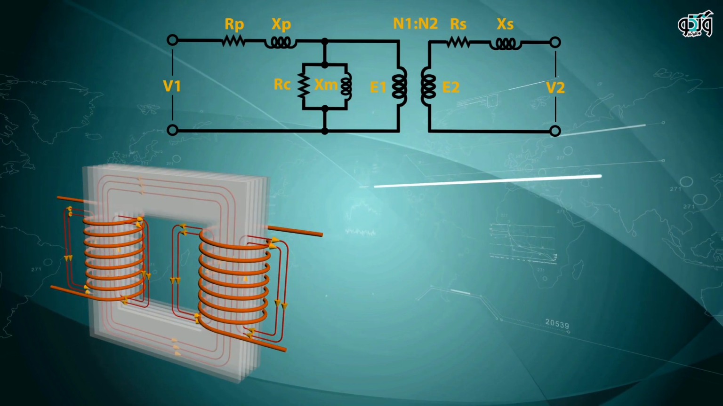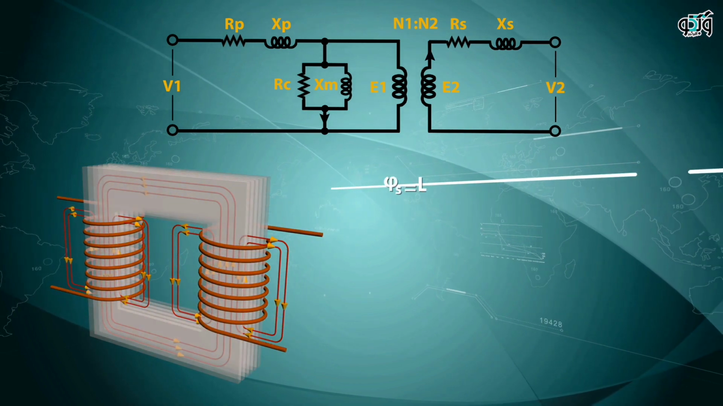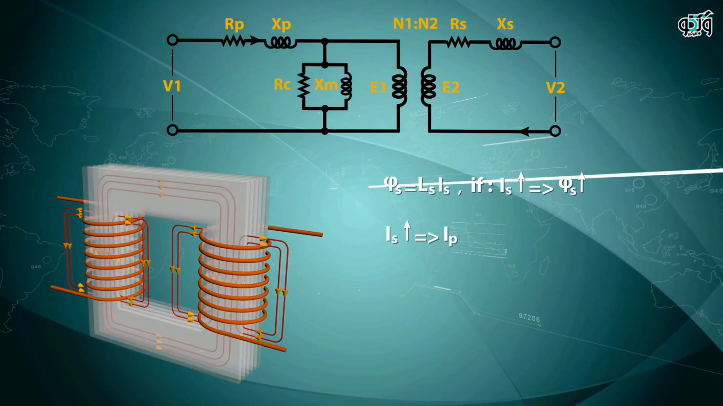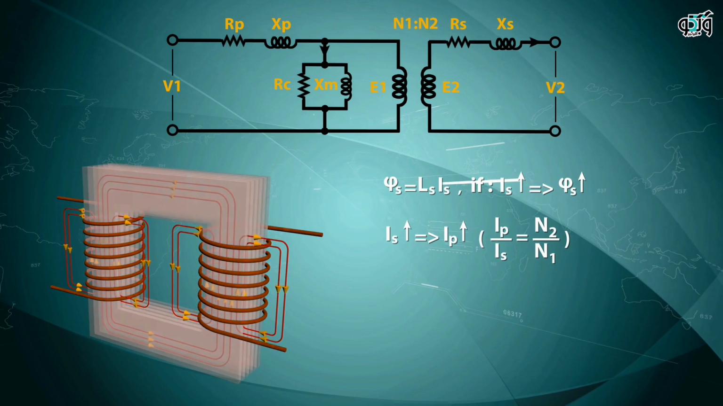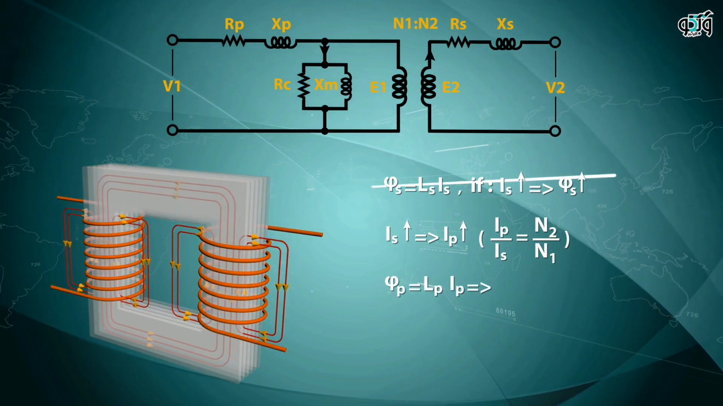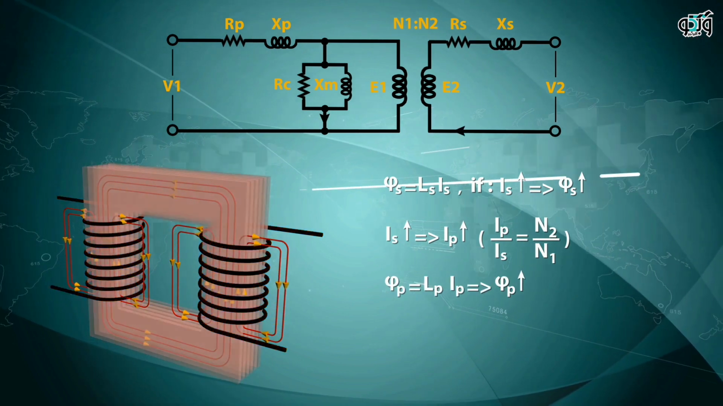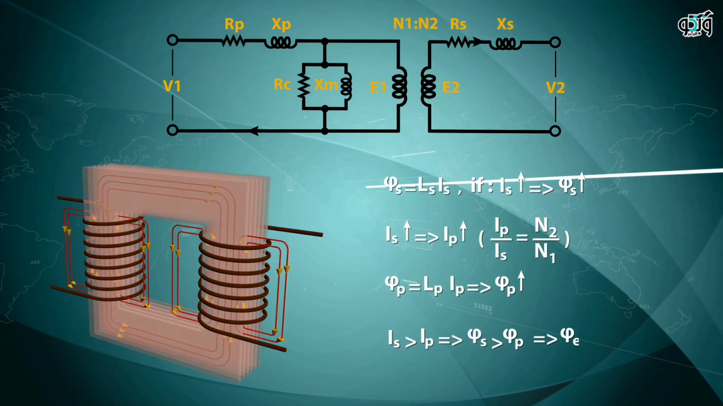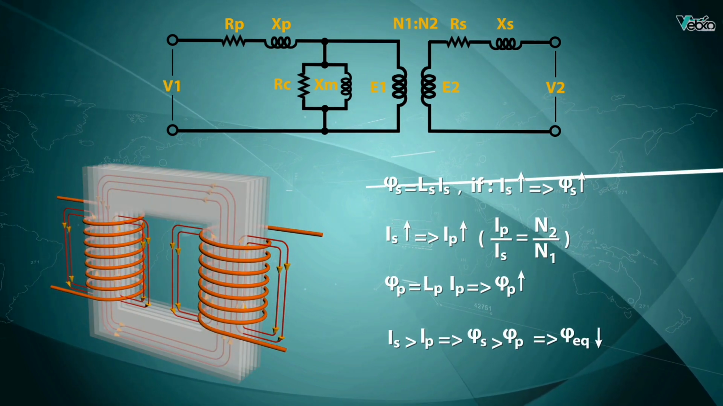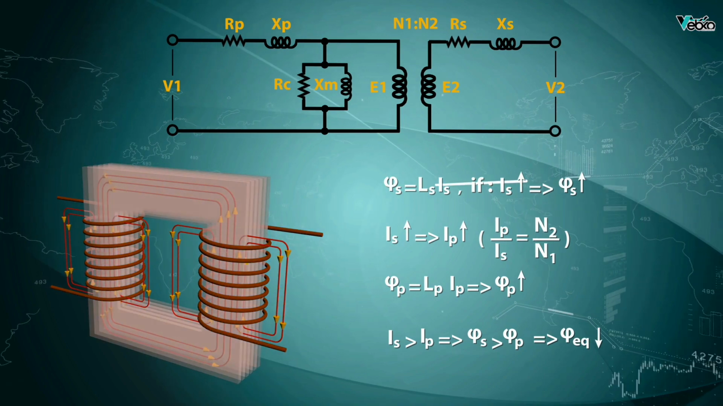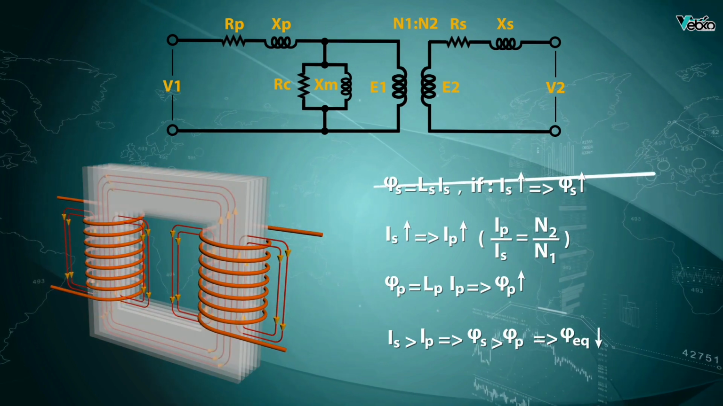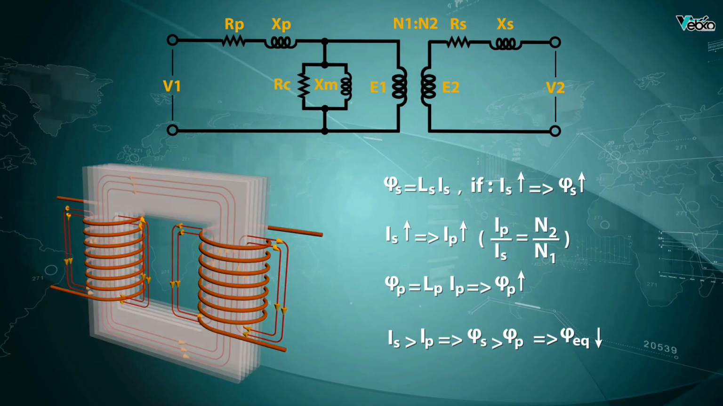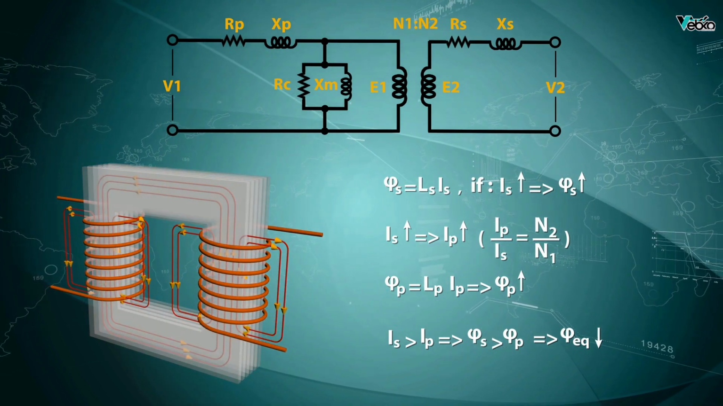Transformer loading and its effect on transformer saturation. When the transformer is put on load, it causes the secondary current to increase. When the secondary current increases, the flux caused by the secondary coil increases as well. Also, after the secondary current increases, the primary current increases as well, which leads to an increase in the flux of the primary side. But since the changes in the secondary side current are bigger, the flux of the secondary side will be more than the primary side.